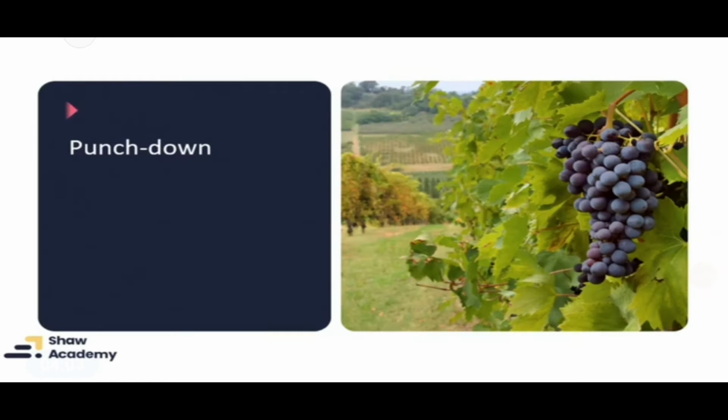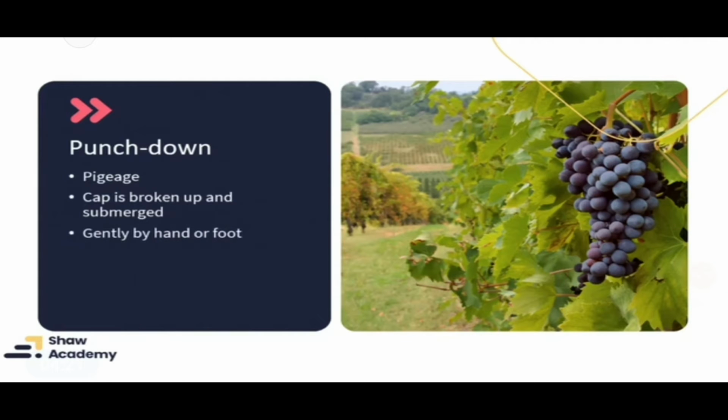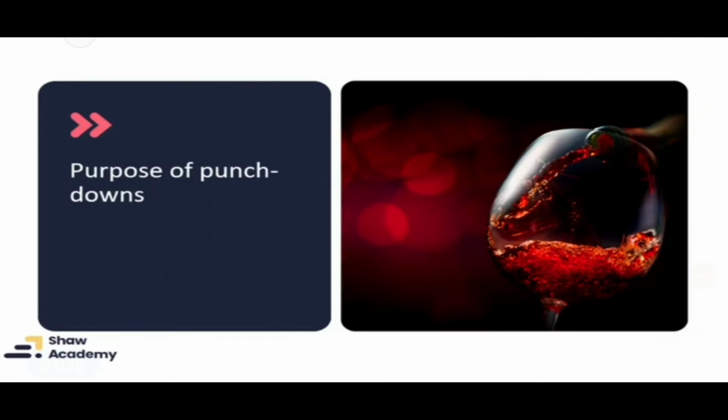Right, and lastly, another thing we can do for cap management during alcoholic fermentation is a punch down, also known as pigeage in French. During this process, the cap is broken up and submerged into the fermenting must. Punch downs can be done really gently by hand or by foot, or in bigger fermenting vessels, a special punch down tool can be used.